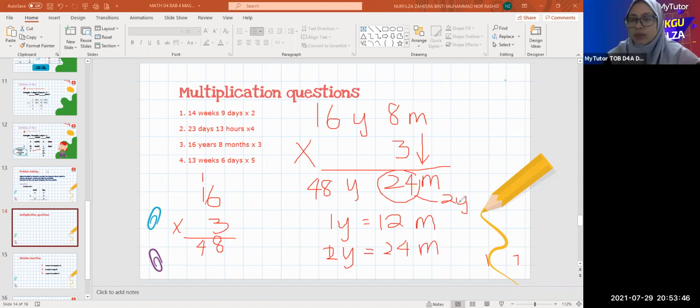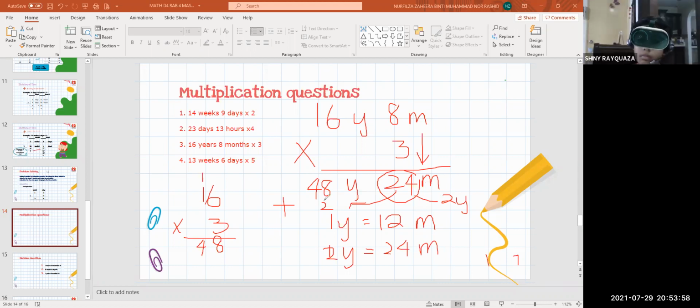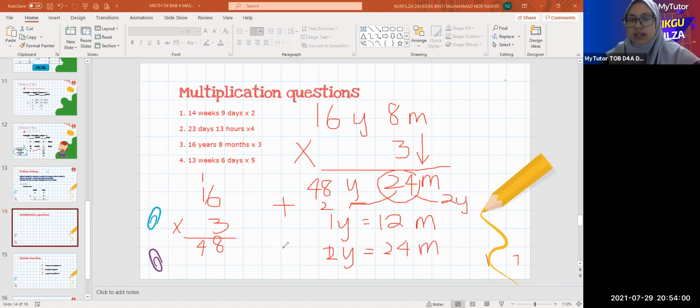Okay. Then what you have to do is convert this to 2 years. Add 2 years here, to the other 48 years. This one becomes 0 because you have converted everything, 24 months, into years. So it becomes 50 years.